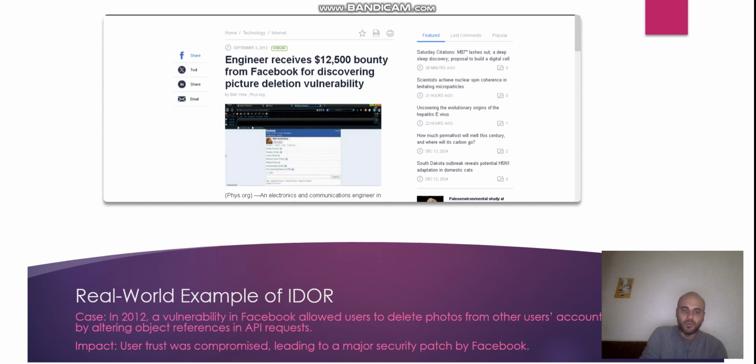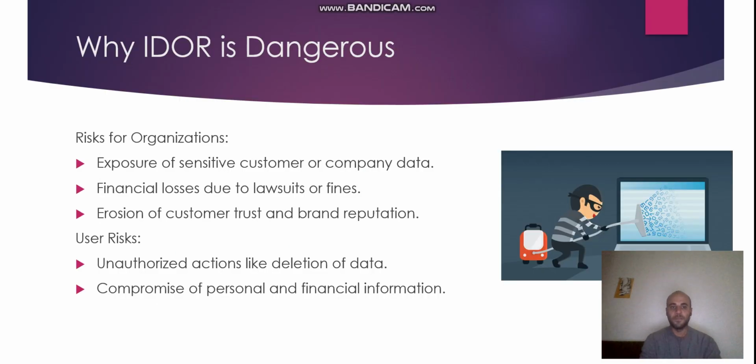This is an example of a real-world IDOR exploit. This is a 2012 Facebook vulnerability that allowed users to delete photos from other users' accounts by altering object references in the API requests. The impact was that user trust was compromised, leading to a major security patch by Facebook. This is a post that I found about the issue because it's quite old. As you can see, an engineer received $12,500 in bounty because he reported that vulnerability to Facebook.